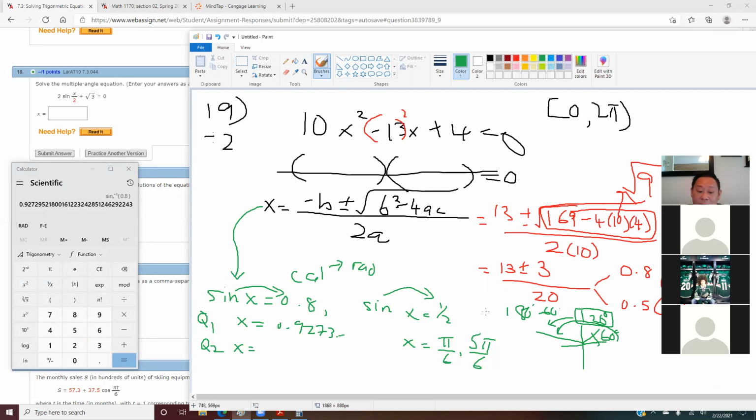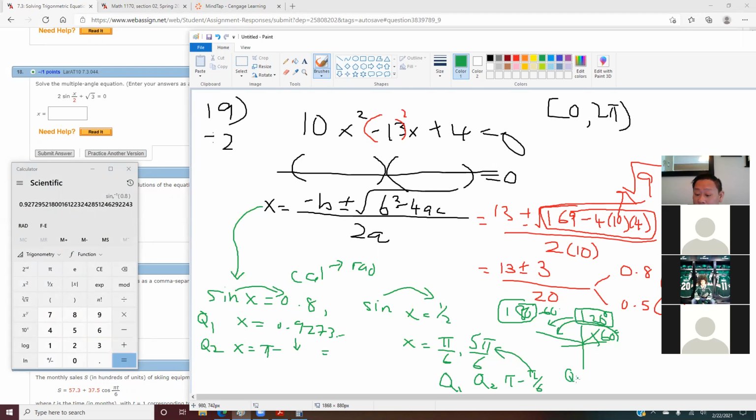So for radians, 180 degrees is the same as what in radians? Pi. So in order for us to figure out quadrant 2, you just need to take pi minus it. It's usually the same thing here. We know quadrant 1 is pi over 6. In order to get quadrant 2, you just take pi minus pi over 6, what you have in quadrant 1. That's why you get 5 pi over 6.